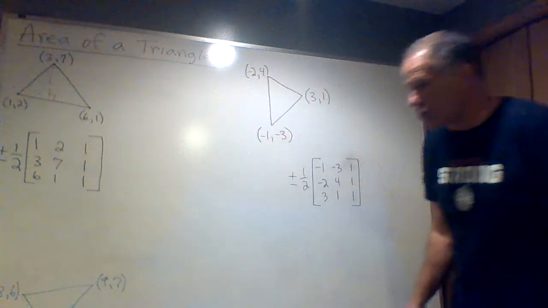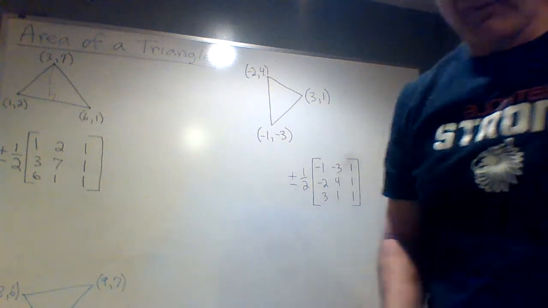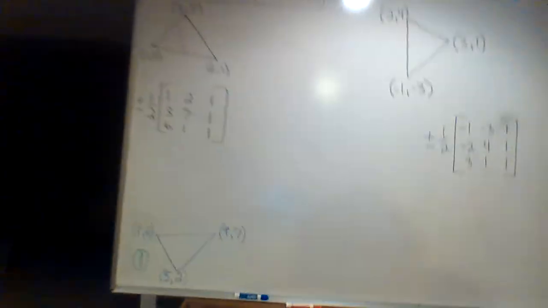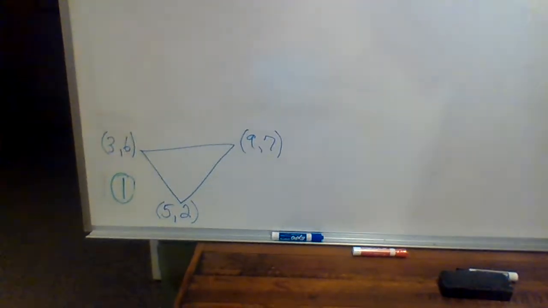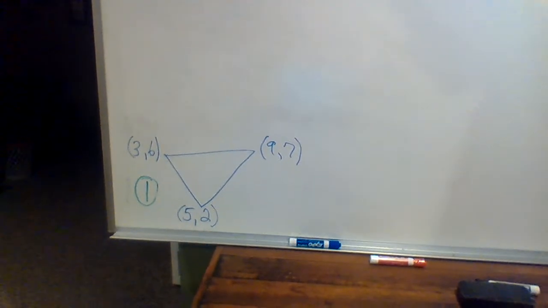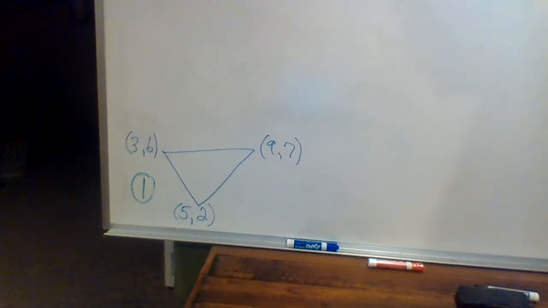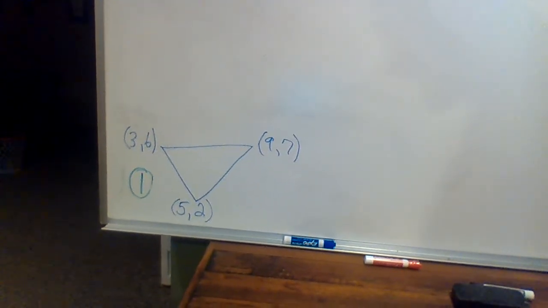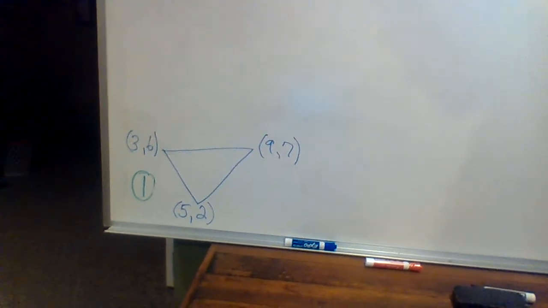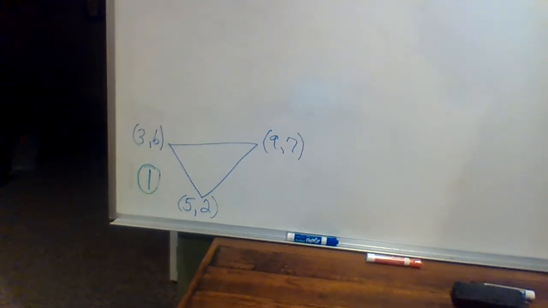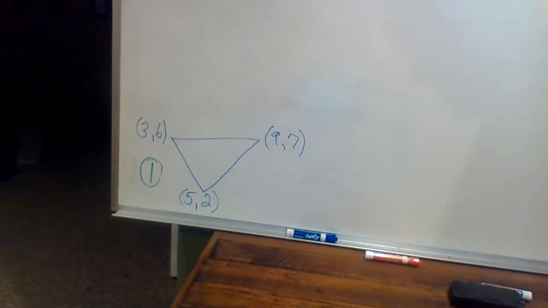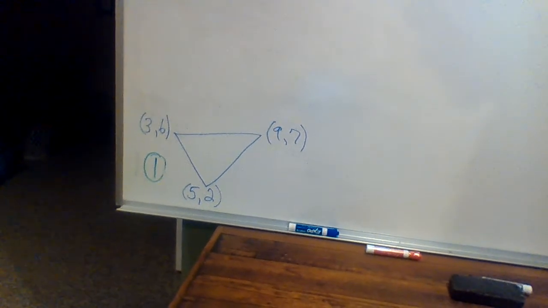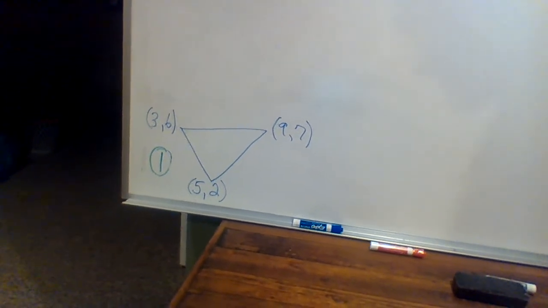What I want you to do for your homework or assignment here in your journal is just take that triangle. The vertices are 3, 6, 5, 2, and 9, 7, and just set that up into the 3 by 3 matrix, okay? That'll be your assignment for this video, okay?